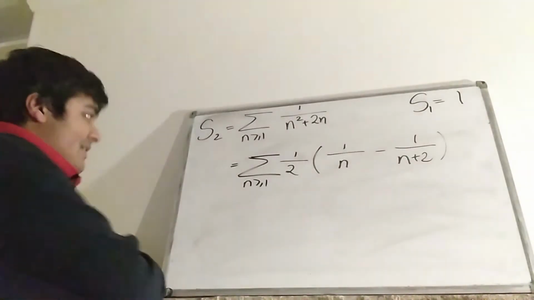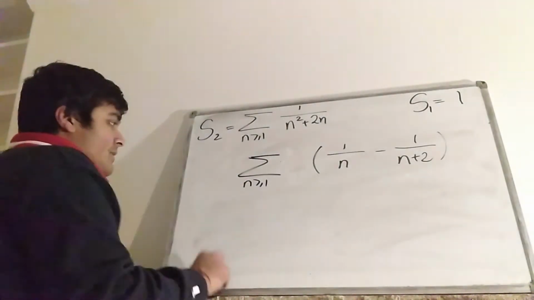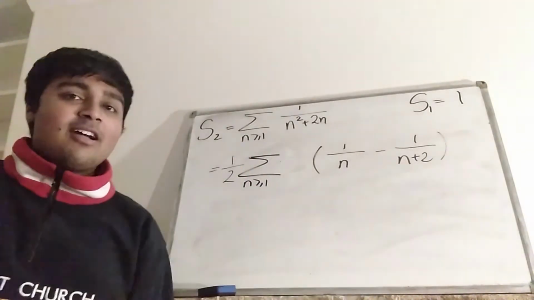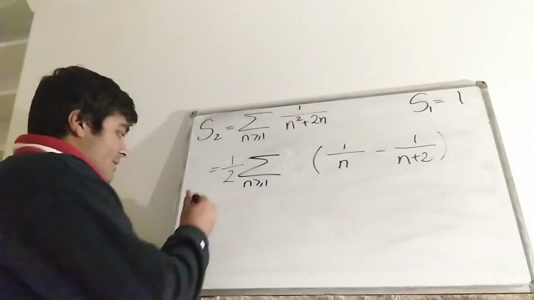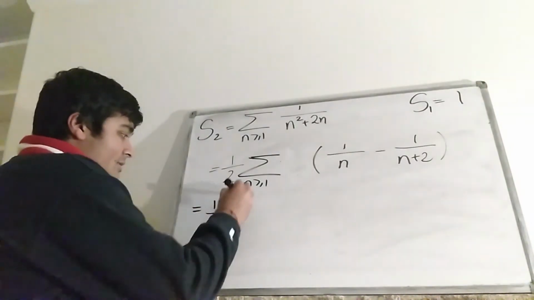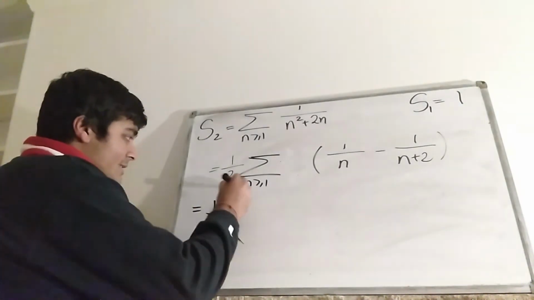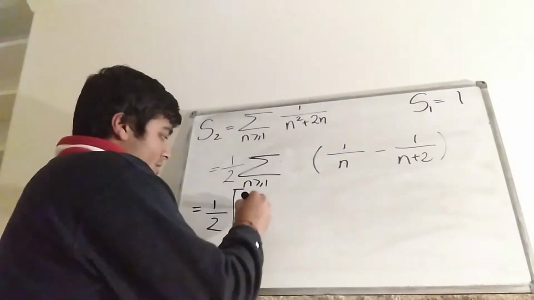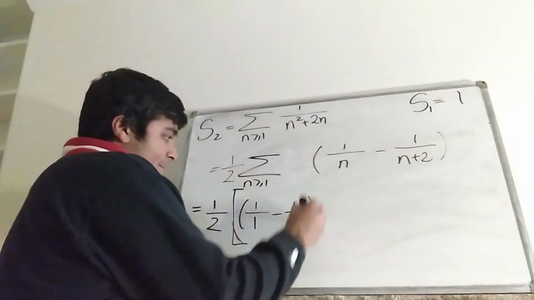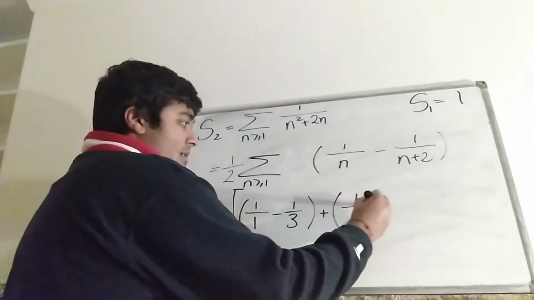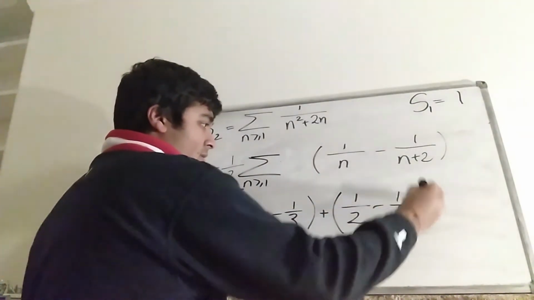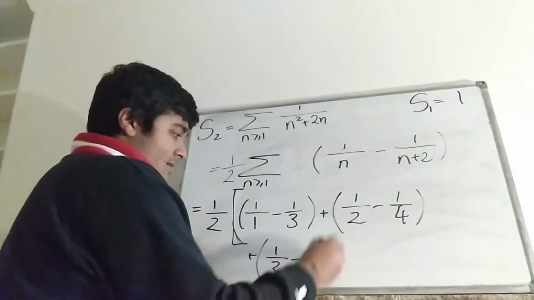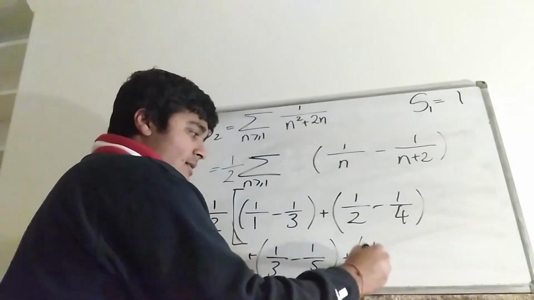But of course I can just bring this factor of a half to the front. So this equals this guy here, and again with this sum here I can just use telescoping. Okay, so let's write out the first few terms again. So this is a half, well, let me write this in square brackets. Okay, the first term when n equals 1 we get 1 minus a third. The second term is a half minus a quarter. The third term is a third minus a fifth. The next term is a quarter minus a sixth.